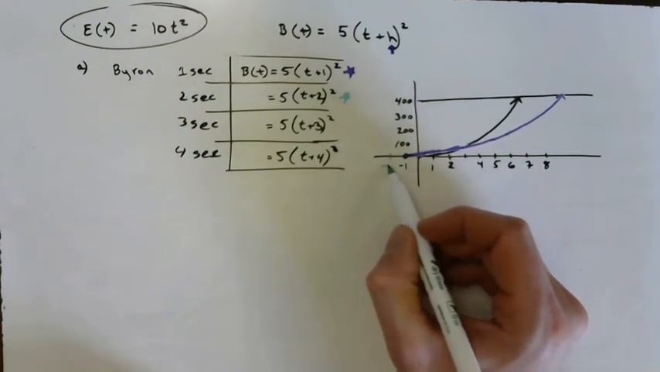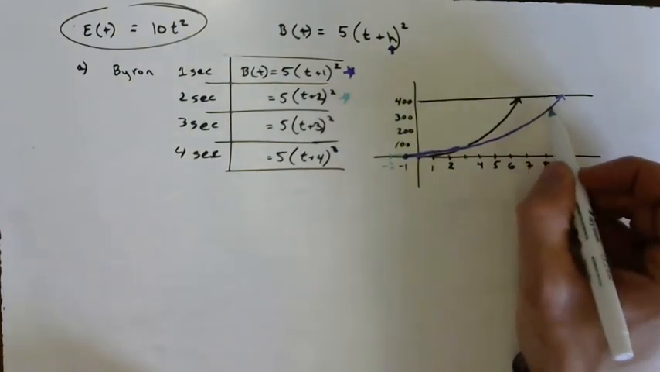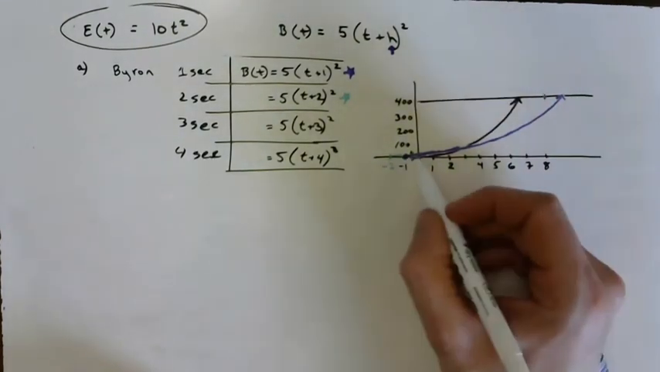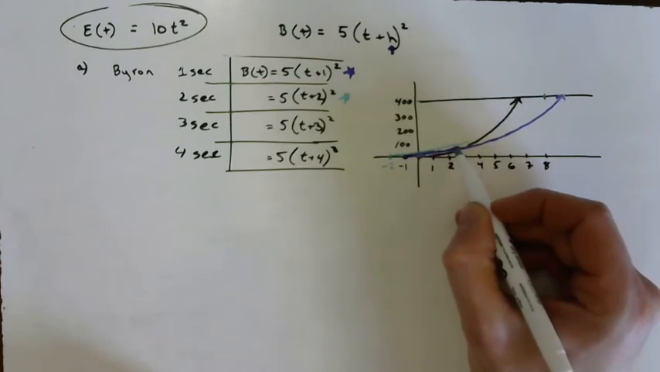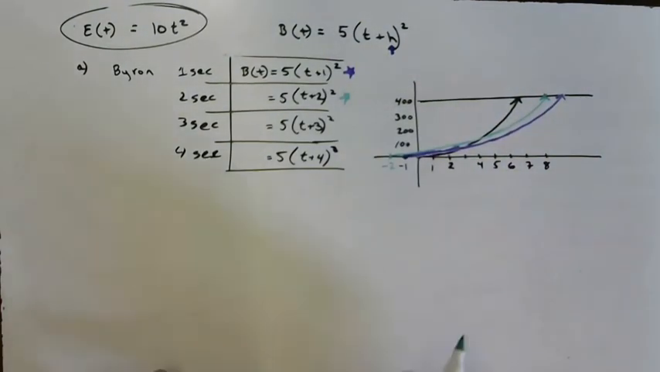So now he's starting 2 seconds before Eve, which means he's going to end right here. And I can draw my curve. Eve is still going to pass him. This is way too much on such a little graph. It's just a few lines. You can handle it.